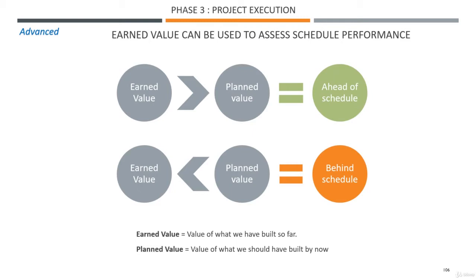So if the earned value is greater than the planned value, we have built more than what was planned to build by this point in time. We are ahead of schedule, and the other way around. So let's have a look at the example. I think it'll make it clearer.